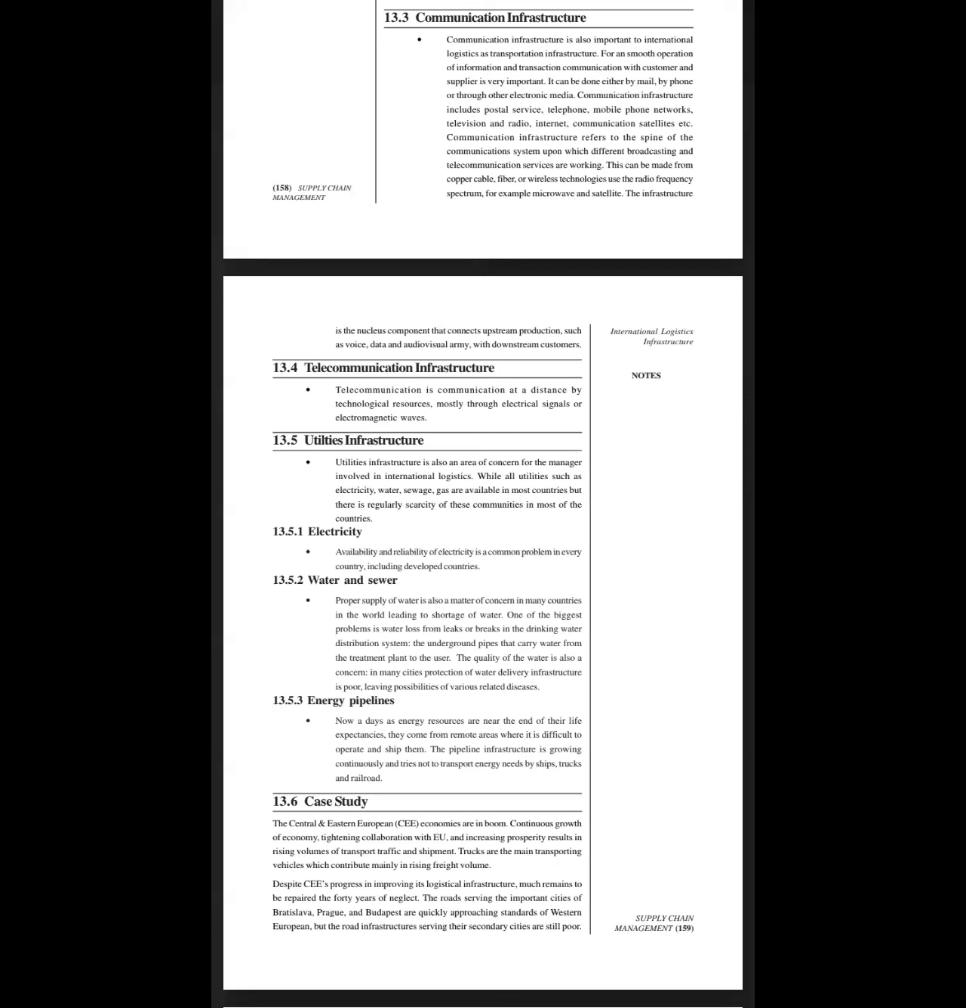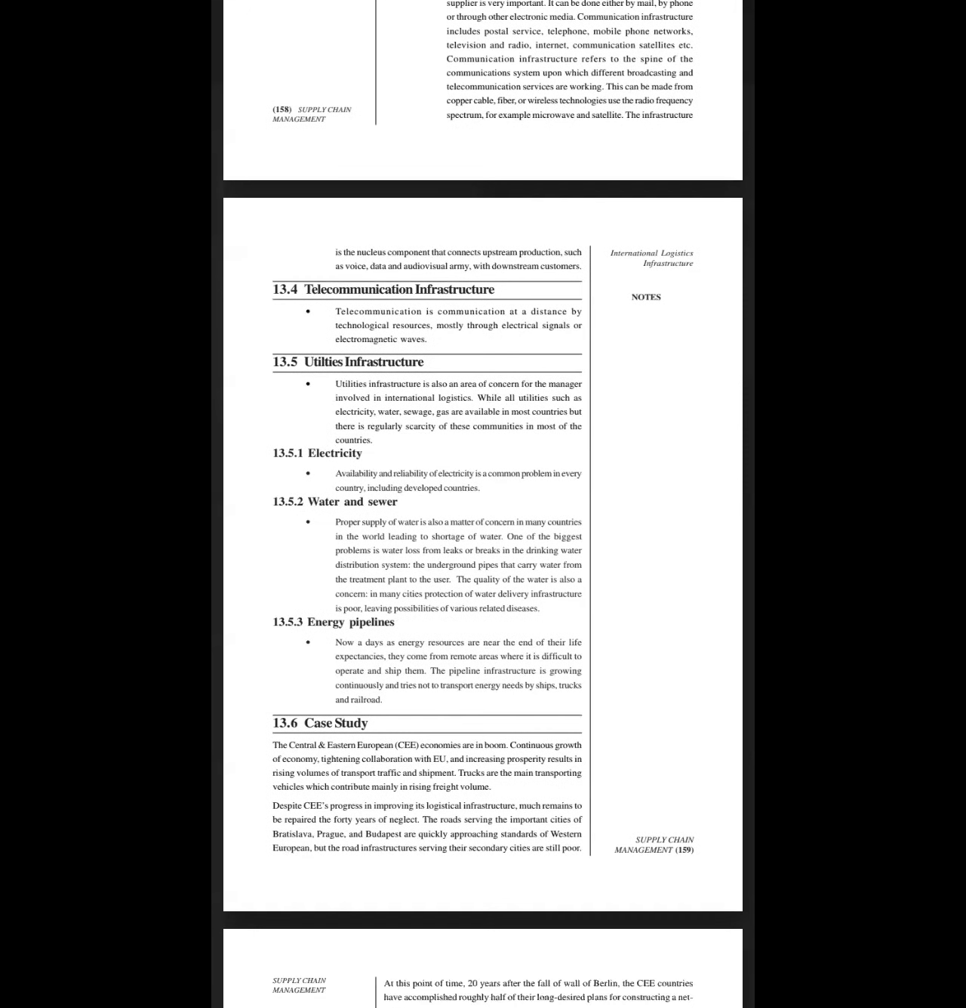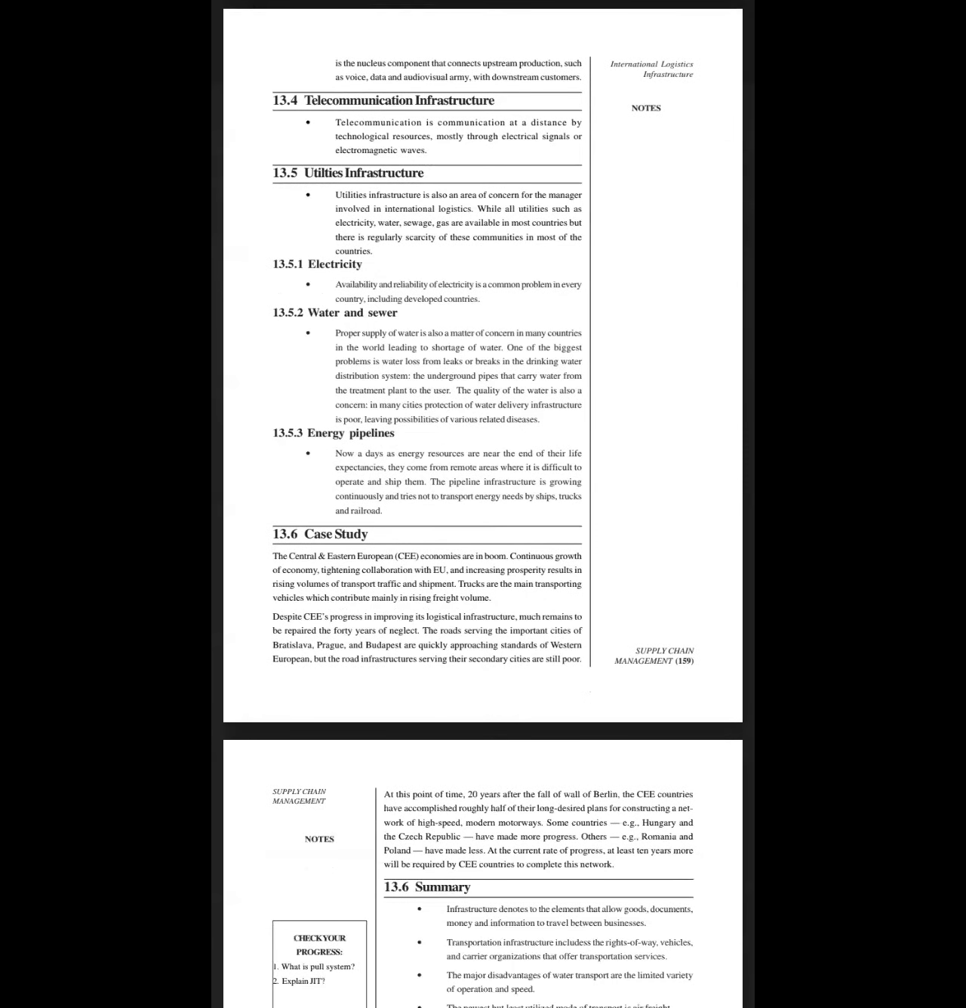The quality of the water is also a concern. In many cities, protection of water delivery infrastructure is poor, leaving possibilities of various related diseases. Then energy and pipelines. Nowadays, energy resources are near the end of their life expectancies. They come from remote areas where it is difficult to operate and ship them. The pipeline infrastructure is growing continuously and tries to avoid transporting energy needs by ship, trucks, and road.